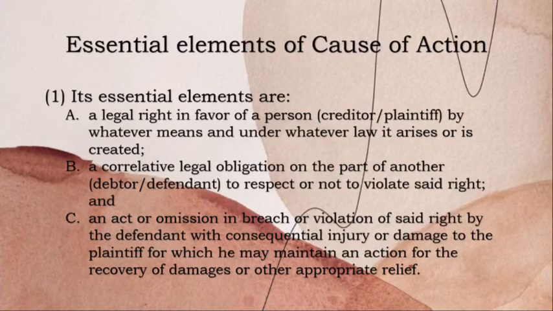Let's now talk about the essential elements of cause of action. Its essential elements are a legal right in favor of a person by whatever means and under whatever law it arises or is created. Next is a correlative legal obligation on the part of another, or the debtor, to respect or not to violate said right. An act or omission in breach or violation of said right by the defendant with consequential injury or damage to the plaintiff, for which he may maintain an action for the recovery of damages or other appropriate relief.